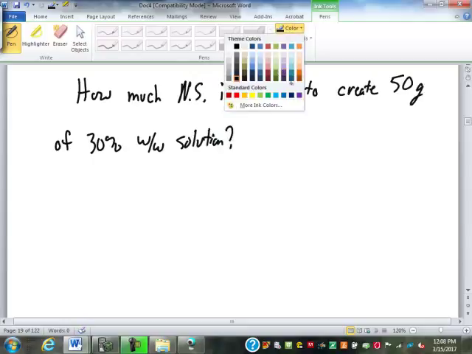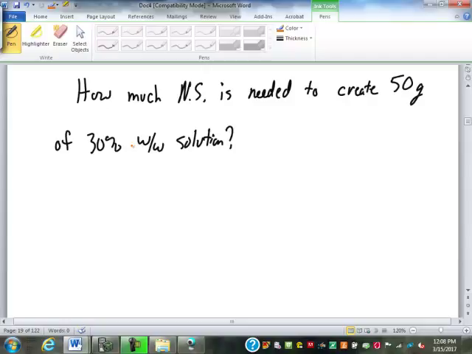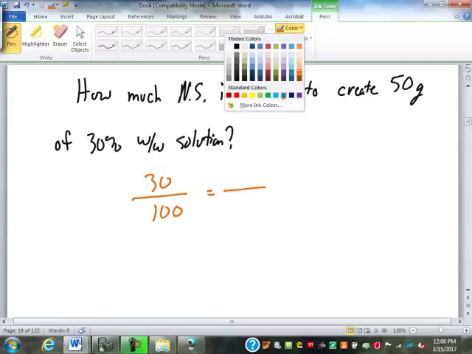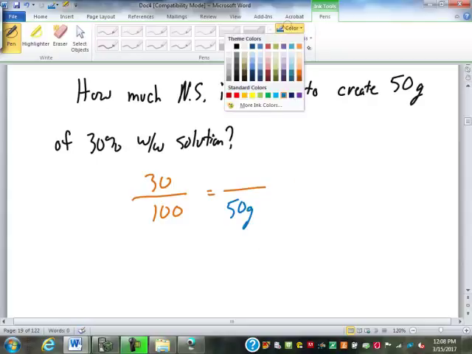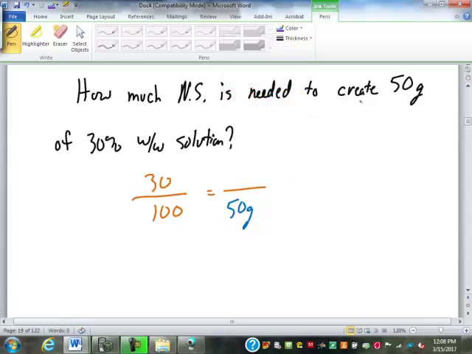Remember, the weight in weight is the only one that's truly additive. So it is a 30% solution, so 30 out of 100. We are creating 50 grams, so 50 grams is our total. We cross multiply and divide. 30 times 50 divided by 100 is 15 grams.